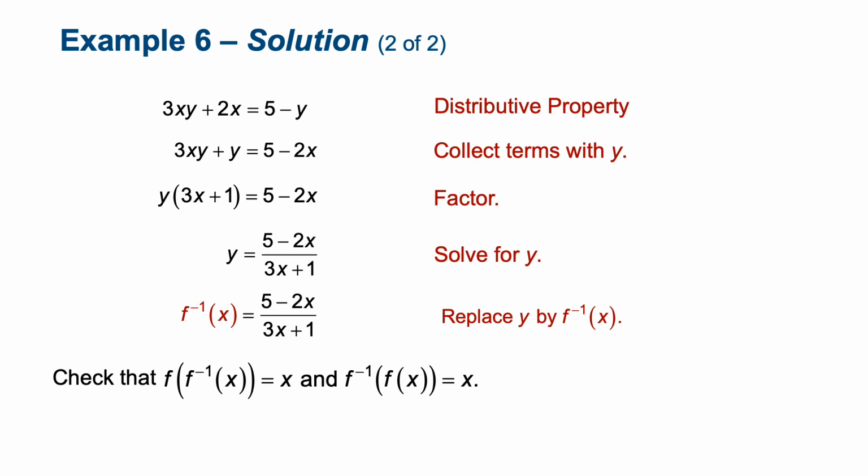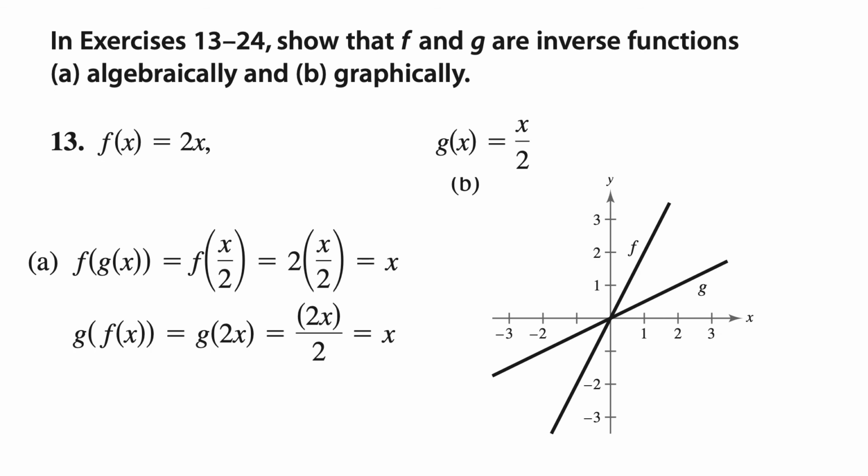So let's look at a couple of homework problems. Number 13: show that f and g are inverse functions, A algebraically and B graphically. Algebraically, f is 2x and g is x over 2. I kind of did a problem already like this. So f of g of x, where g is my inner function, is 2 times g of x. In other words, f of x over 2 is 2 times x over 2. The 2's cancel out and we get x.